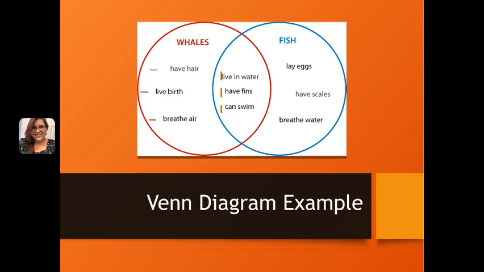Now, what about fish? What's unique to fish? Well, they're not mammals. They're fish. They lay eggs, they have scales, and they breathe water. But they also live in the water, have fins, and can swim.